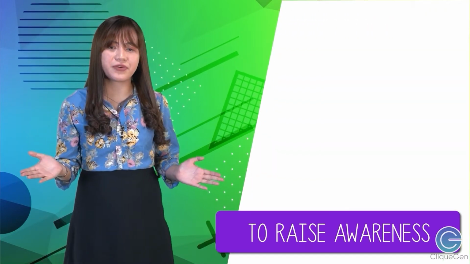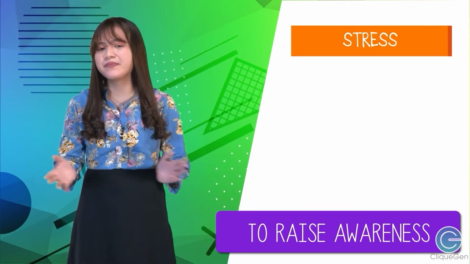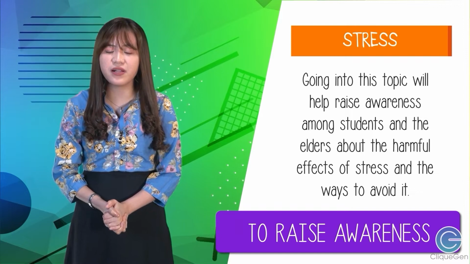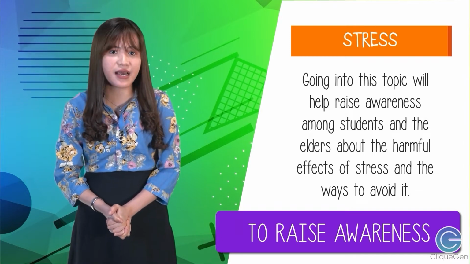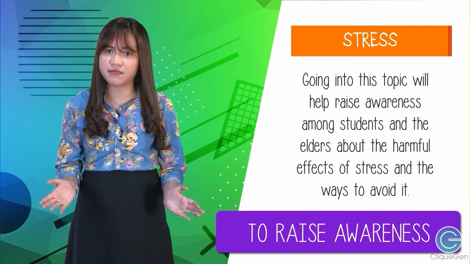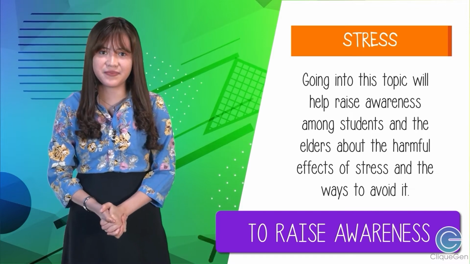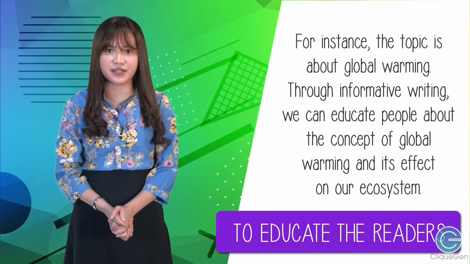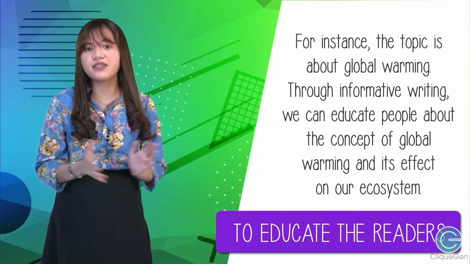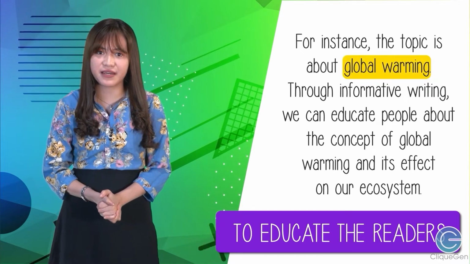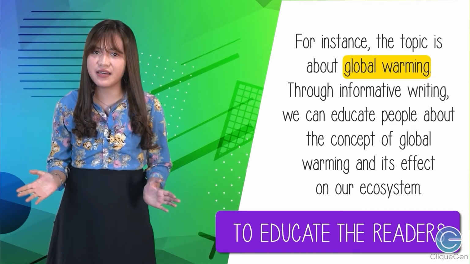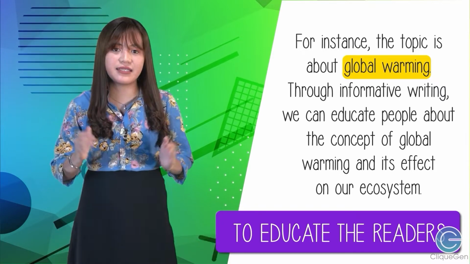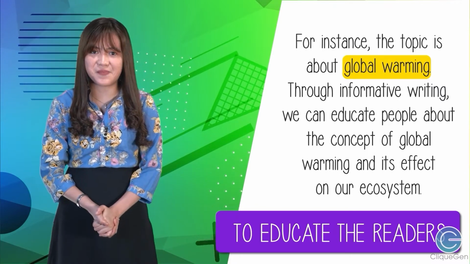Second is to raise awareness among readers about a certain issue, for example, stress. Many people are affected by stress. Going into this topic will help raise awareness among students and elders about the harmful effects of stress and the ways to avoid it. The third purpose of an informative text is to educate the readers. For instance, the topic is about global warming. Through informative writing, we can educate people about the concept of global warming and its effect on our ecosystem.